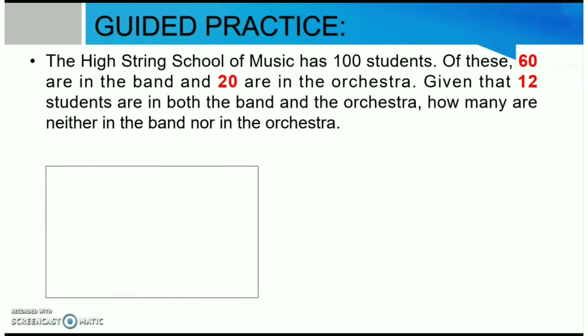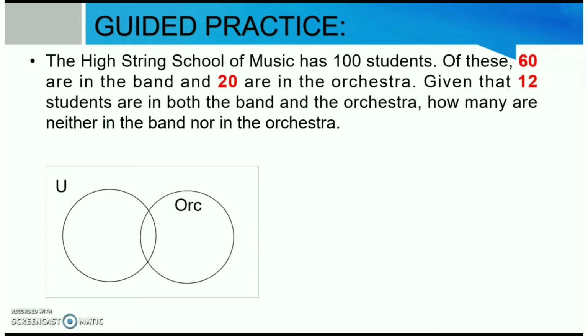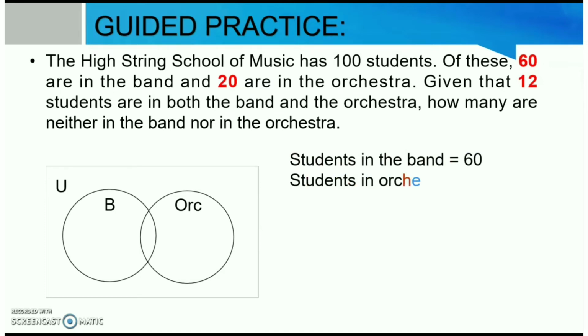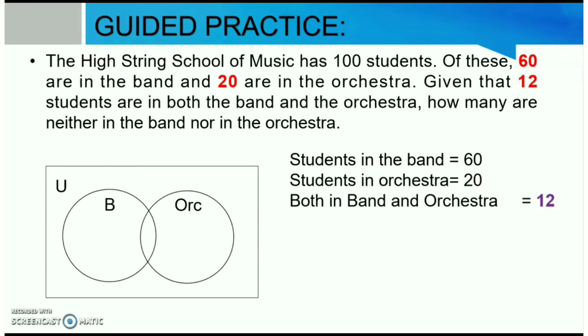Okay, so meron tayong two sets Venn diagram here, and then universal set. Okay, let's denote our two sets as orc and B. B is for band, orc is for orchestra. Okay. Our students in the band is equal to 60. Our students in the orchestra is equal to 20. And the students both in band and orchestra is equal to 12. Okay, since alam na natin yung common element nila, yung intersection nila, which is 12, ilalagay na natin siya dun sa intersection ng set B and set orc.